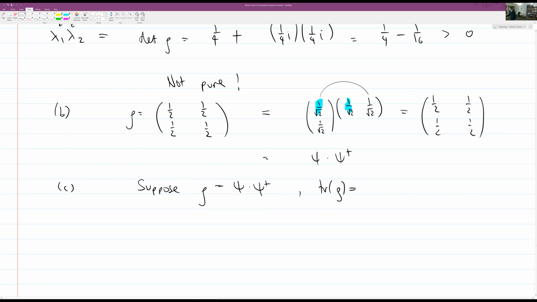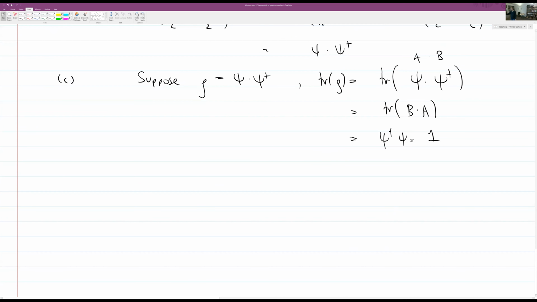If you take the trace of rho, then you're taking the trace of a column vector times a row vector, and you can use the cyclic rule of trace, right? Trace of AB is the same as the trace of BA, even when the matrices aren't square. So A is psi and B is psi dagger, and you get psi dagger times psi, and that's a number. So that number has to equal 1. So not any old vector psi from your Hilbert space is allowed as a pure state, the vector must further have length 1. And another way of writing that is that the inner product between psi and itself is 1.